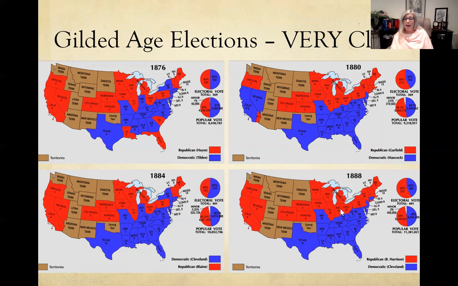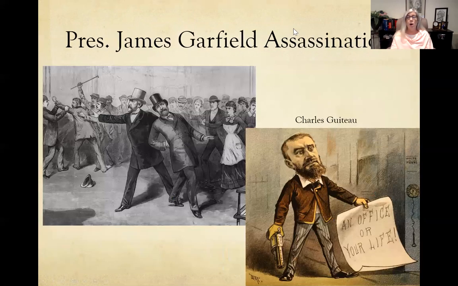But then in 1888, it's going to go for Benjamin Harrison, as we'll see in just a few minutes why that is. So these elections in the Gilded Age, we've not yet transitioned into the Republican Party, but these are really, really close elections. So let's start with James Garfield when he was president.